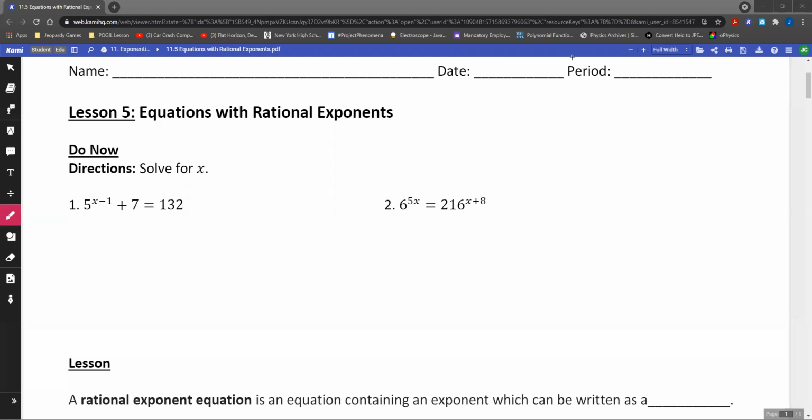Hey everyone, so this is going to be lesson 5, where we're now going to deal with equations, this time dealing with rational exponents. So we're combining everything that we've talked about so far. For this, like we said before, we need to make sure that we only get one term on each side. Right now we have 2 on the left, so I'm going to subtract the 7 over here.